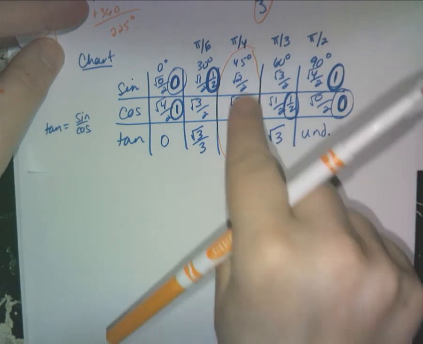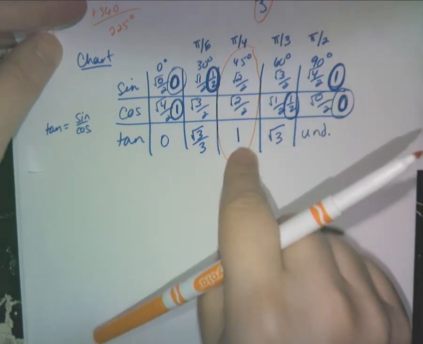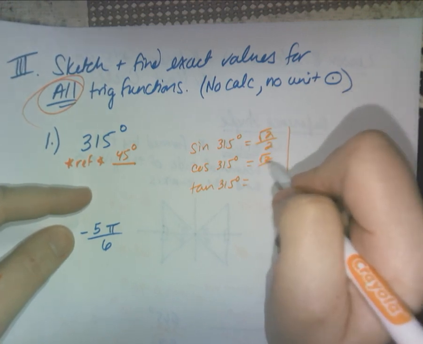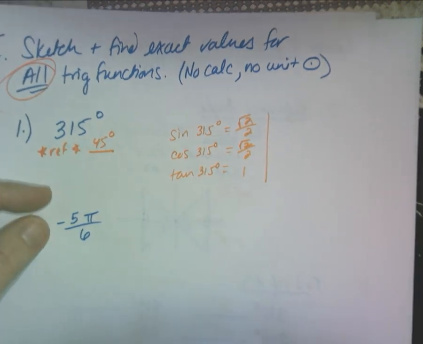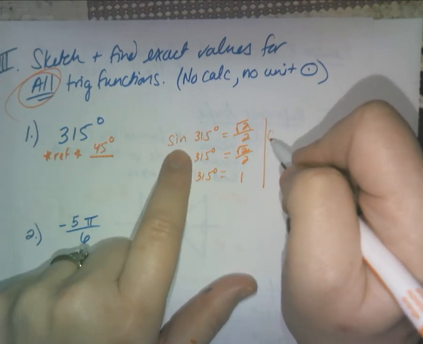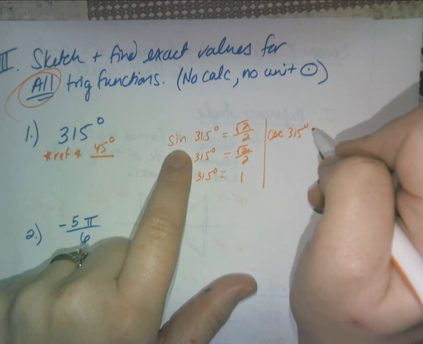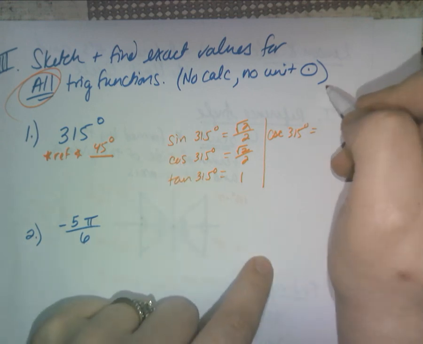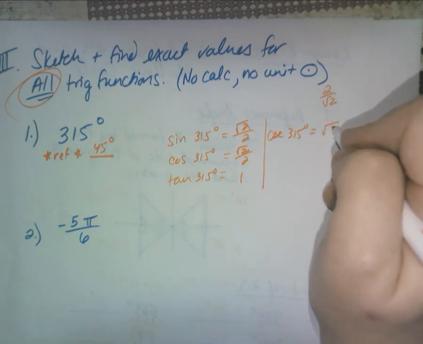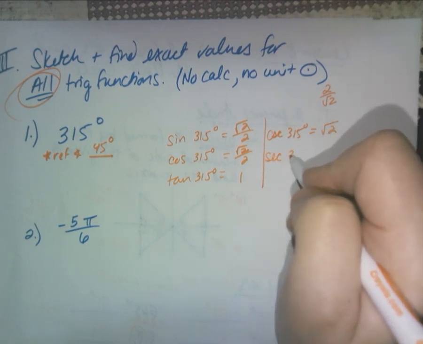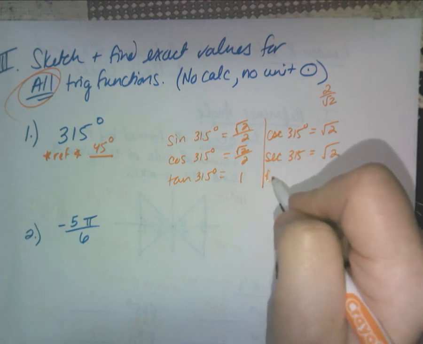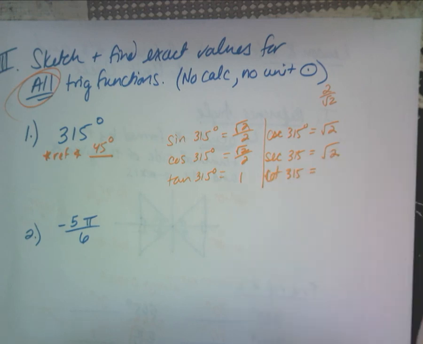So you see this right here? Square root of 2 over 2, square root of 2 over 2, 1. That's what I'm going to write right here. And then I'm going to reciprocate them. The reciprocal of sine is cosecant 315. That would be 2 over root 2. How do I rationalize that? What would that be, though? Root 2. Just root 2. Secant 315 would also be root 2. And cotangent 315, what's the reciprocal of 1, y'all? 1.